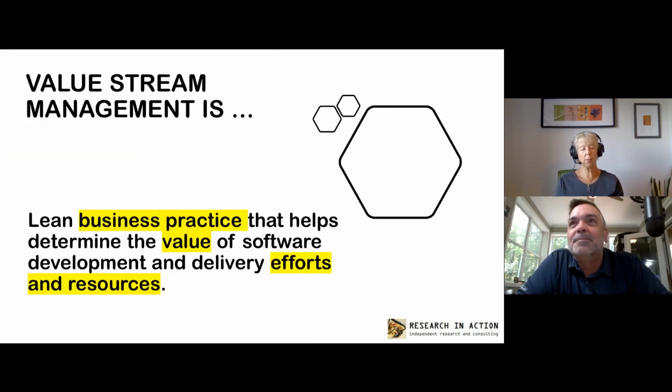Let's go a little bit deeper. I used to live in Colorado, so as Lance knows, I descend the mountains from top to bottom because I used to live close to the Rocky Mountains. As this is about value stream management, most important, let's quickly define what value stream management is. As I think Lance already mentioned, it's a lean business practice that helps determine the value of software development and delivery across the efforts and resources. And that is important to remember.